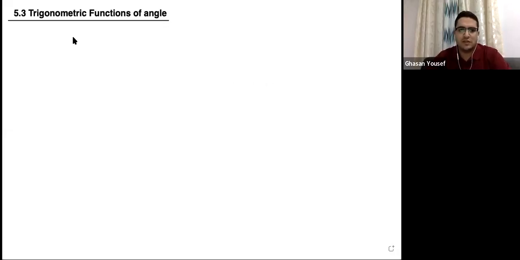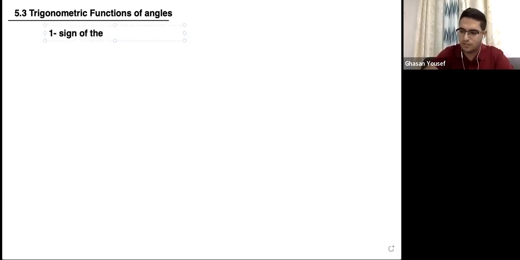5.3 Trigonometric functions of angles. Last time I started talking about this section, evaluating trigonometric functions at any angle. The two basic important things: number one, we need the sign of the trigonometric function, I mean positive or negative.